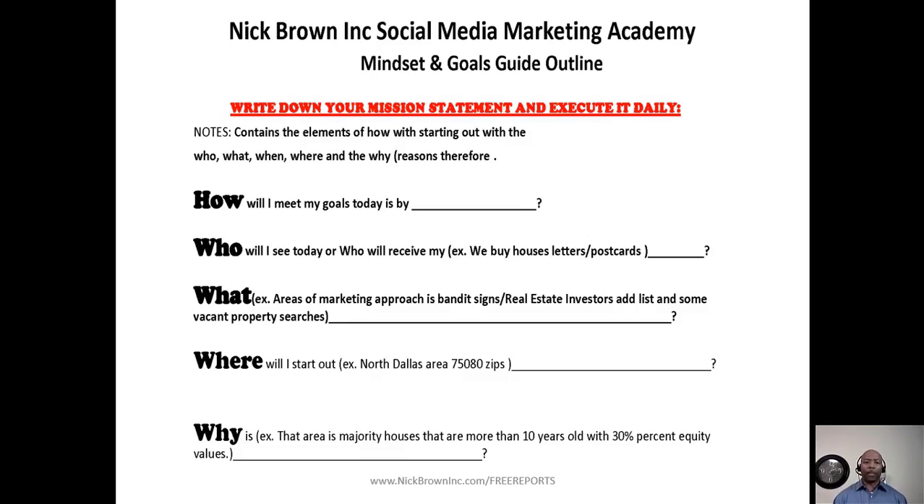houses. So what this says: what areas of marketing approaches, bandit signs, real estate investors, ad lists, and some vacant property searches. So when you're driving, let's just say here in Dallas is so wide. And let's say you're coming from North Dallas and you're heading to the southern part of Dallas, a 45-minute drive. So sacrifice 30 minutes to drive around the area in your home, around that area, and start gathering vacant addresses of vacant properties. Let's go that route, okay?